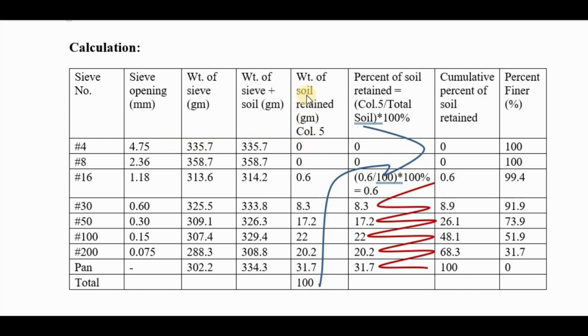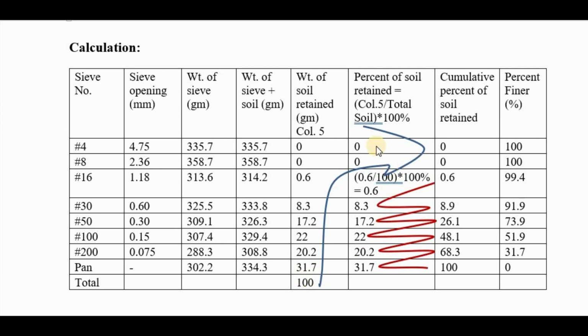And you can see the weight of the soil retained is obtained by deducting column 3 from column 4. So this is the difference between column 3 and column 4. You can see the actual amount of soil retained on each sieve. So if you sum all of these, you can get the total amount of soil which was previously taken as the sample. This is 100 gram.